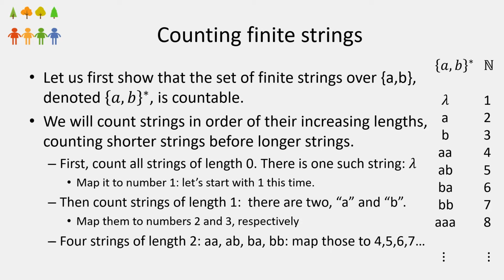There is only one string of length 0. This is the empty string lambda. And let's say we map it to number 1. Here the formula will be a little simpler if we start with 1 rather than 0. Then let's count strings of length 1, and there are two of them, A and B. Let's say A is number 2 and B is number 3. Strings of length 2, there are 4 of them, AA, AB, BA, BB. So let's make them 4, 5, 6, and 7, and so on.